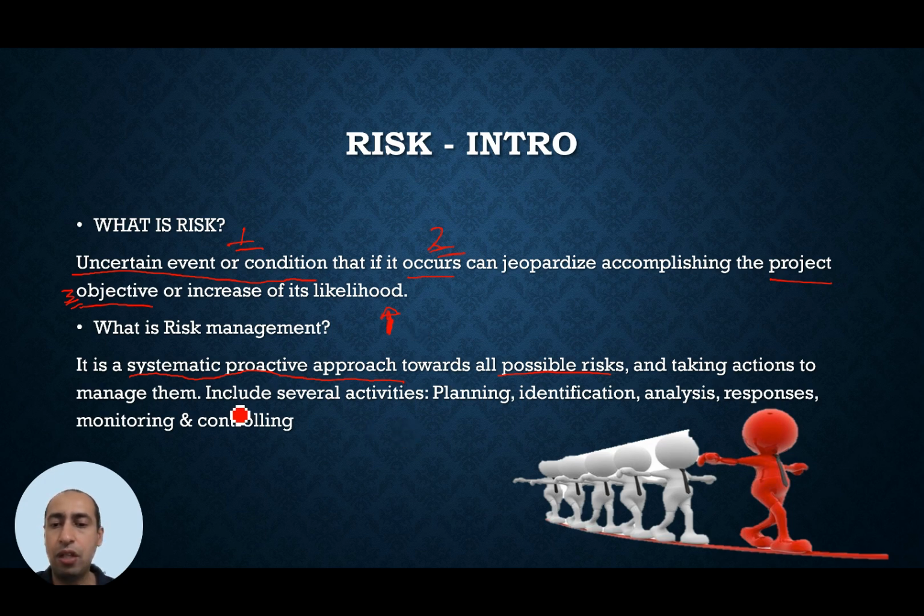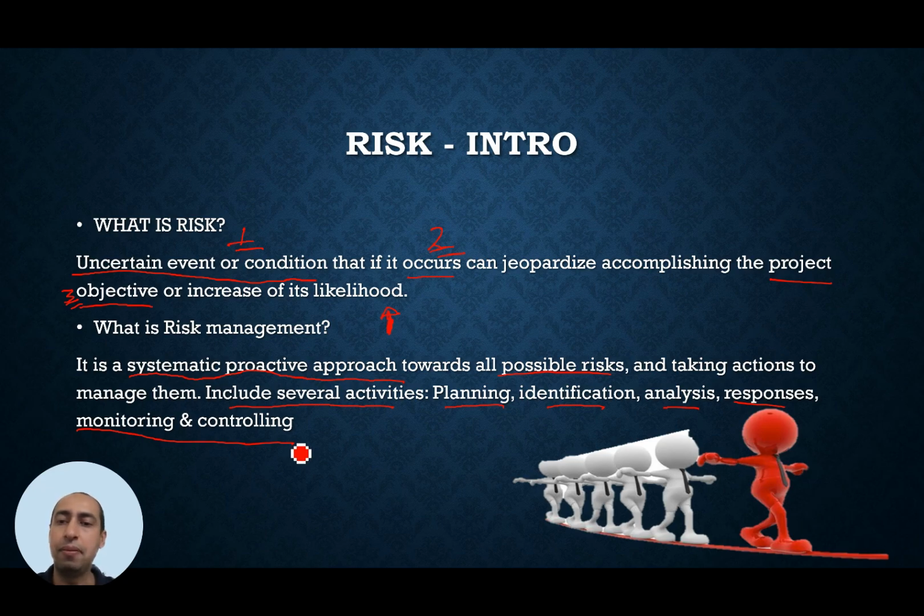And this includes several activities. What are the activities that are included in risk management to manage those risks? The first thing is planning, then identification, analyzing, responding, and finally monitoring and controlling. Now I think we get a clear idea about what is risk and what is risk management and what is the relation between both of them.